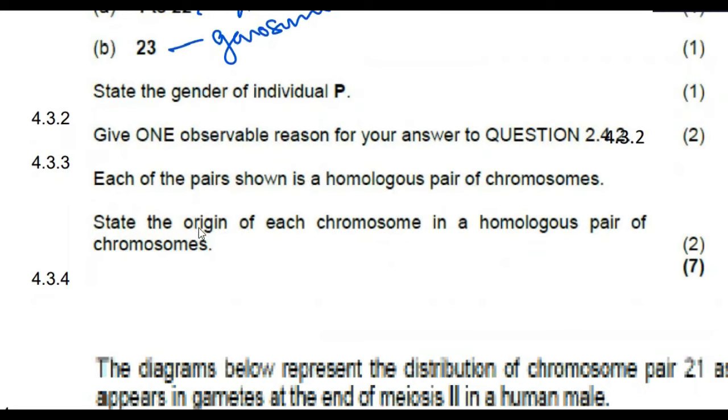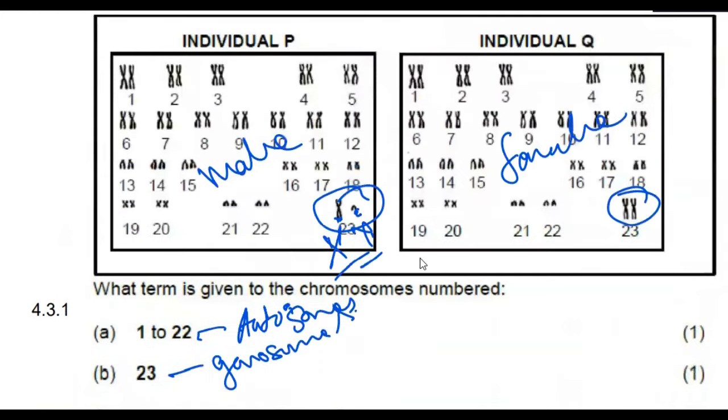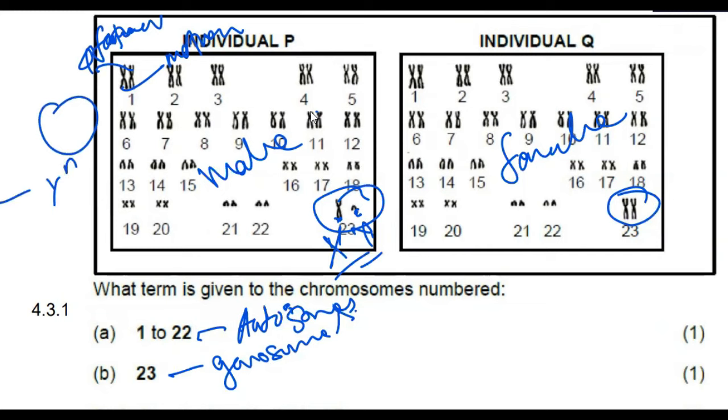State the origin of each chromosome in the homologous pair of chromosomes. So here, there are two. Where are they coming from? These pairs, one is coming from the father, and one is coming from the mother. That's why there are two. That's why we say that when the sperm comes, it is haploid, and it fuses with the ovum, which is haploid. So one chromosome, another chromosome, when they combine, you form the pair. One comes from the father, one comes from the mother, and they form a diploid zygote.